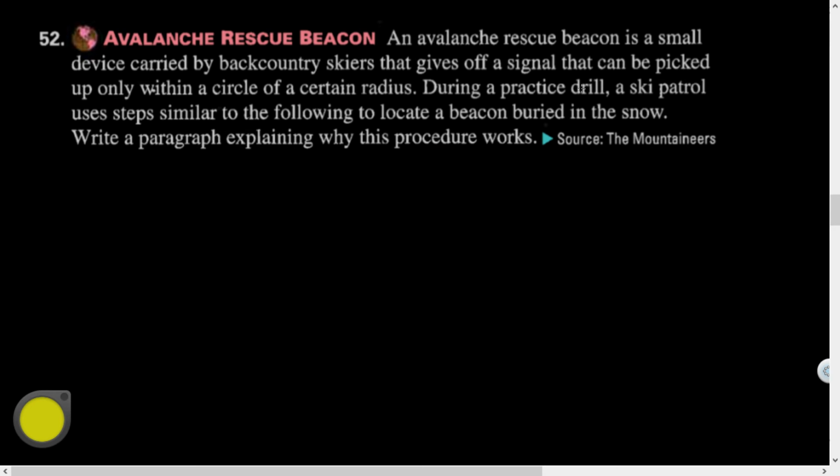An avalanche rescue beacon is a small device carried by backcountry skiers that gives off a signal that can be picked up only within a circle of a certain radius. During a practice drill, ski patrol, I'm glad they told us it was practice, so we can all relax right now. A ski patrol uses steps similar to the following to locate a beacon buried in the snow.